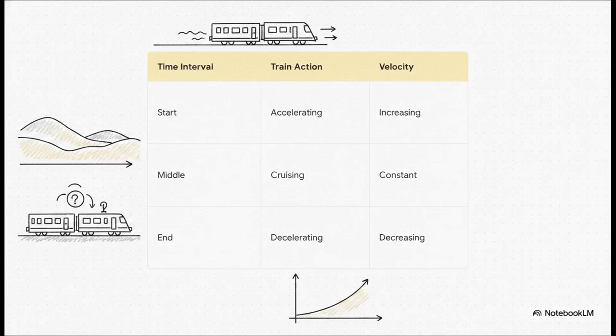Similarly, if we translate that train ride into a velocity timetable, a very distinct story emerges. At the start of the time interval, the train is pulling out of the station. Its action is accelerating, so its velocity is increasing. In the middle of the journey, it's cruising across the countryside, and the velocity remains beautifully constant. Finally, at the end, as it approaches the terminal station, it's decelerating, meaning the velocity is actively decreasing. Graphing this data essentially turns invisible physics into a clear, readable narrative of your commute.